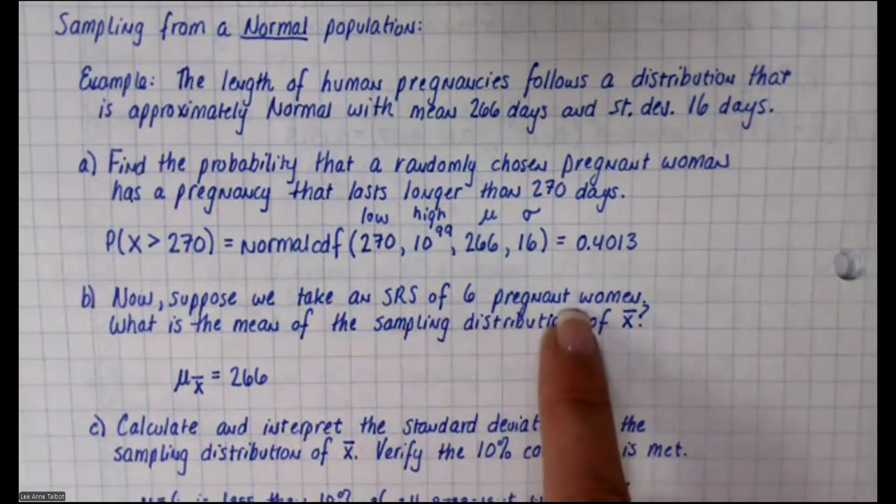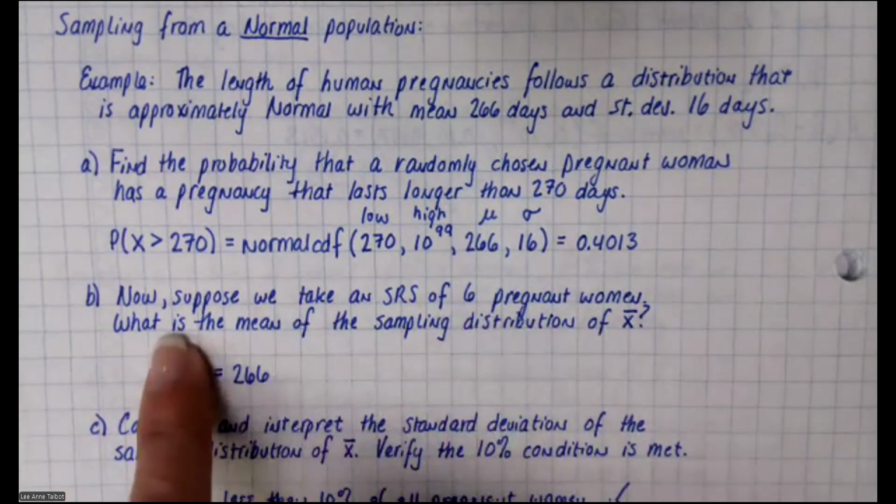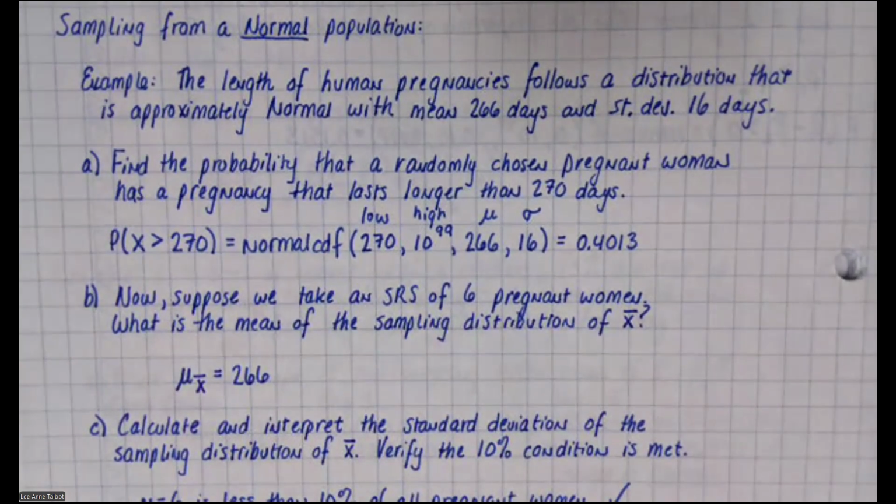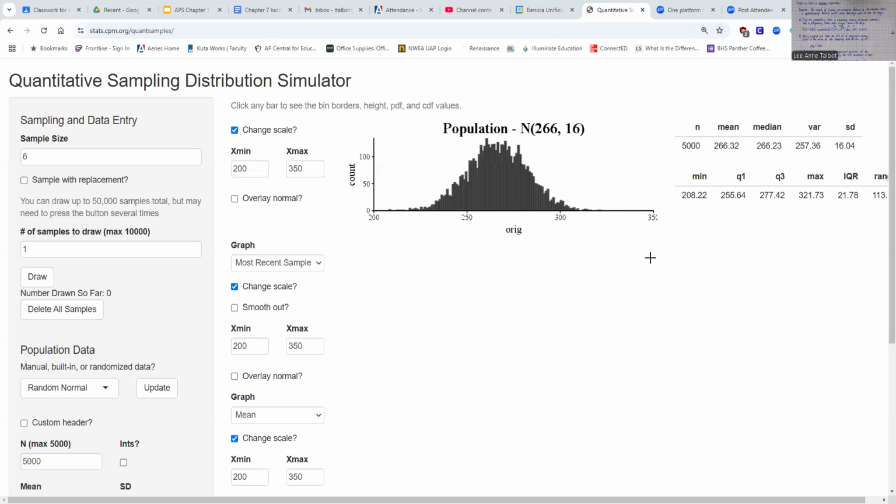Okay. Now, if you scroll down further into the problem on your notebook, it says we're going to take a simple random sample of 6 pregnant women. What's the mean of the sampling distribution? So this is my best shot, really, of getting you guys to understand what a sampling distribution is, other than the M&Ms thing. This and the M&Ms thing are my best shot. So what I did was up here in the top left, it says sample size, and I put 6, and then number of samples to draw, and it says max 10,000. So I'm just having it draw one sample.